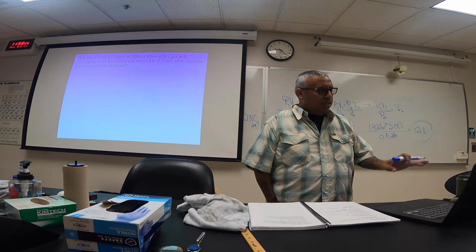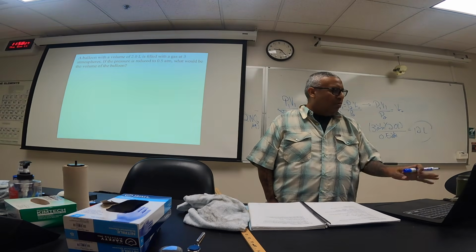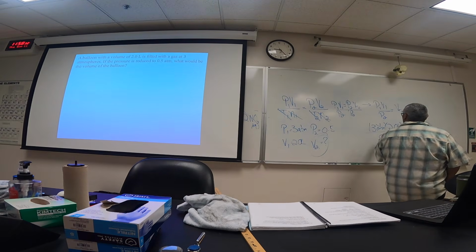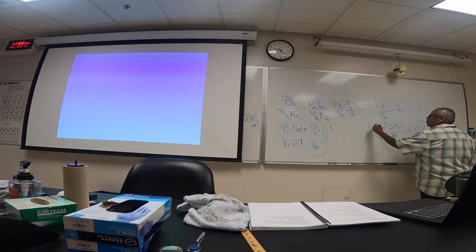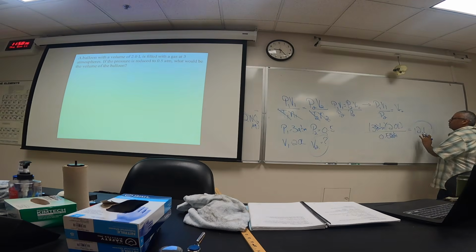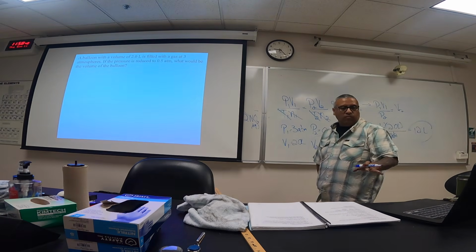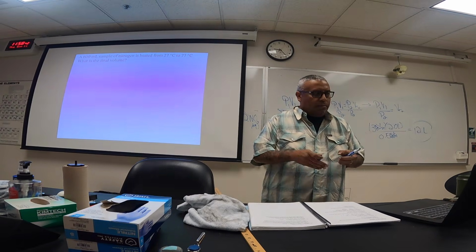The significant figures here are off. I think it should have said 0.50. Should have said 3.0 atmosphere. So let me fix that because that kind of throws everything off here. So this kind of should be 3.0 and this should be 5.0. That way we can stay with 2 significant figures here. All right, let's do another one here.